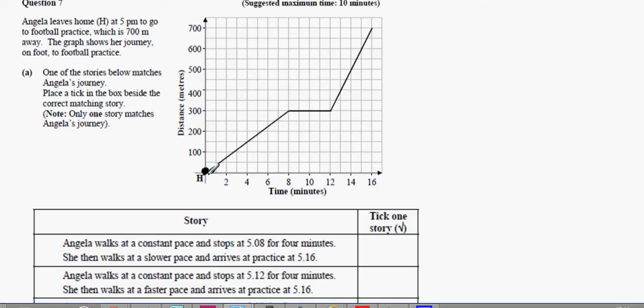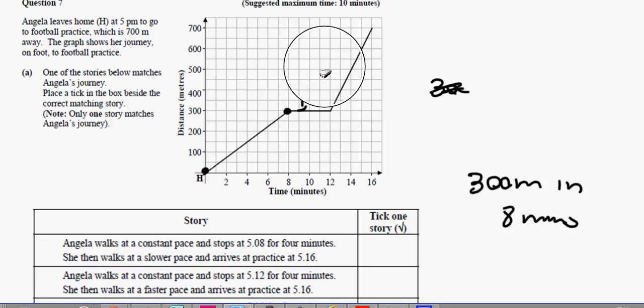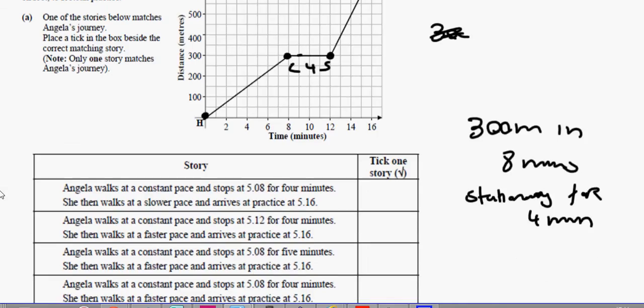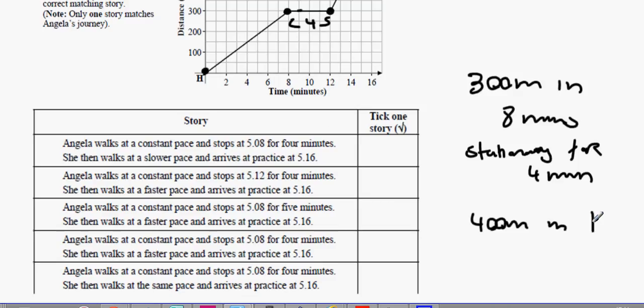Angela starts at home. She walks a distance of 300 meters in 8 minutes. Then she doesn't move at all because her distance doesn't change. So she stays stationary for, sorry, 4 minutes, because there's 4 minutes in the difference. And then she travels from 300 meters to 700 meters, so 400 meters, in the next 4 minutes.